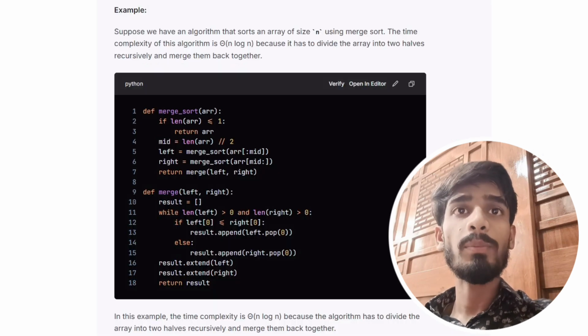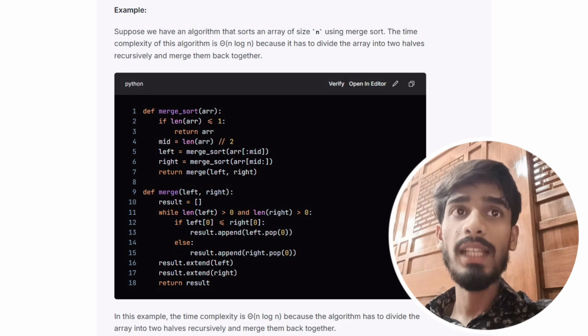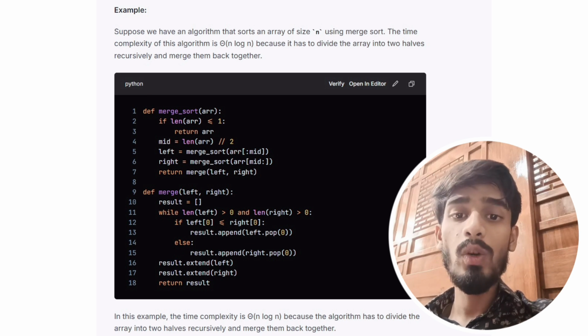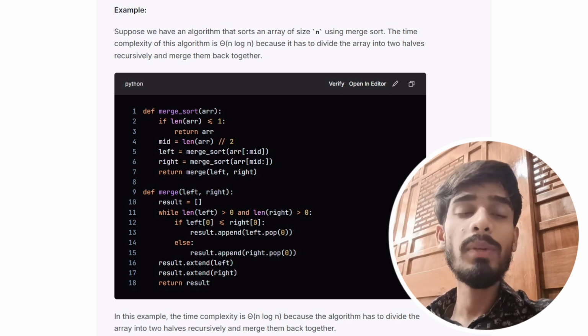So here is an example of Python code in which we are supposing that we have an algorithm that sorts an array of size n using merge sort. The time complexity of this algorithm is theta of n log n because it has to divide the array into two halves recursively and merge them back together. In this example, the time complexity is theta of n log n because the algorithm has to divide the array into two halves recursively and merge them back together. See the code.